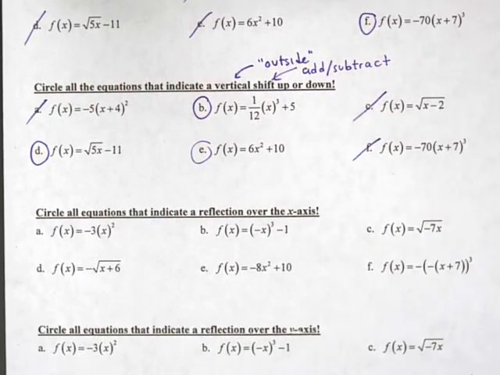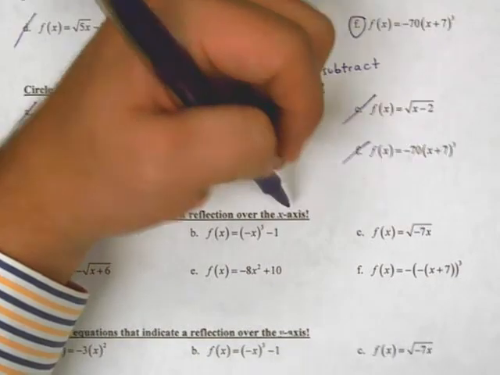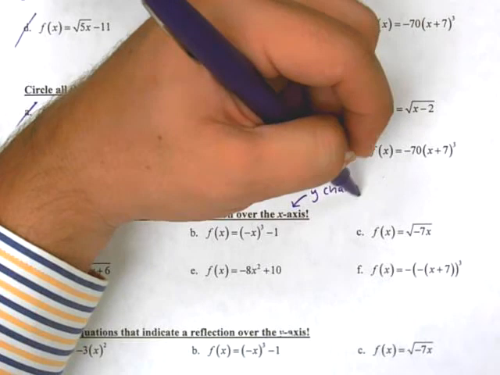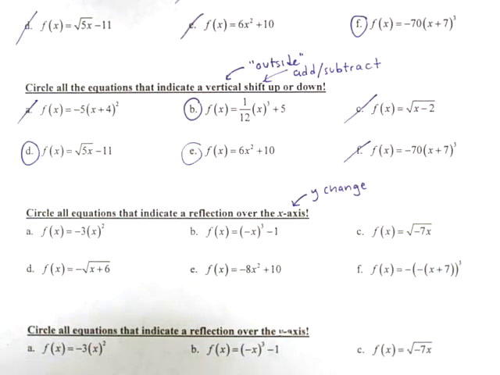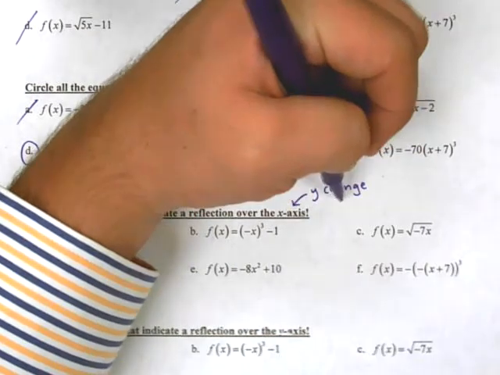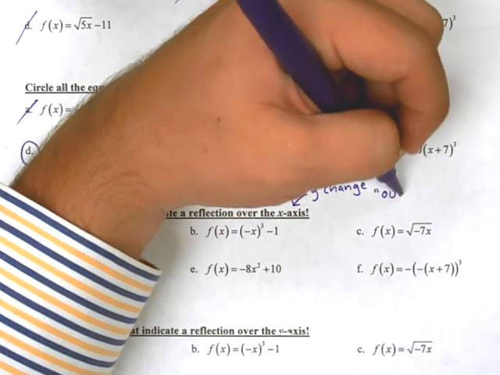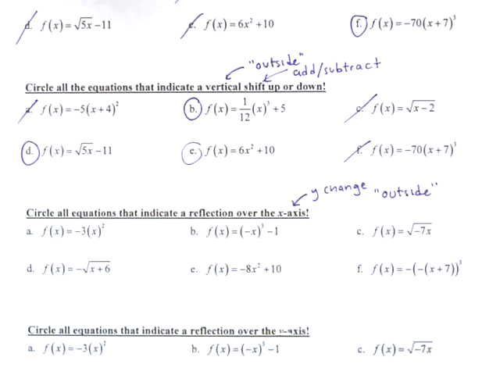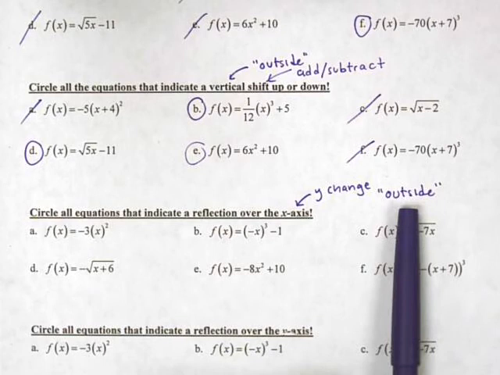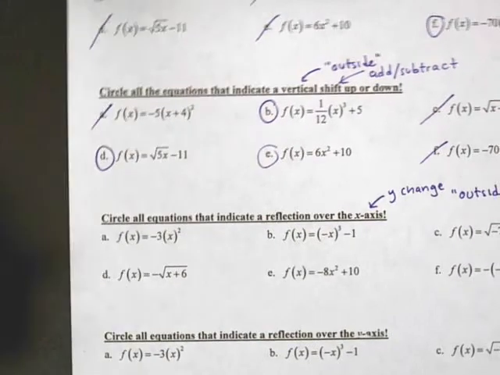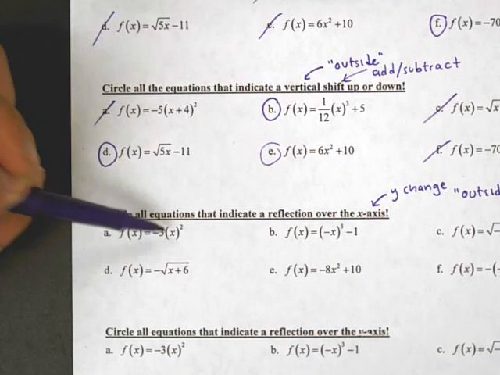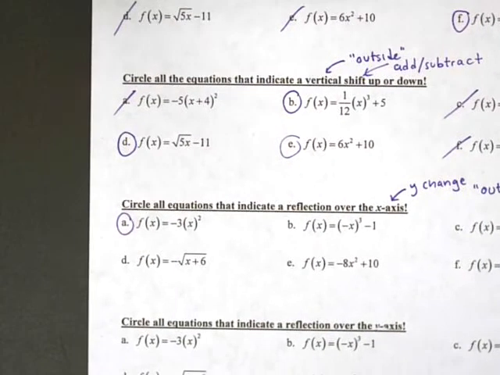Circle all equations that indicate a reflection over the x-axis. Over the x-axis means a y change, right? A y flip from positive to negative or from negative to positive, which means we're looking for a negative to be where? Outside. If the y is going to change, then we're looking for a negative outside the function. So we take a look. Negative 3x squared. Oh, I see a negative. Absolutely.